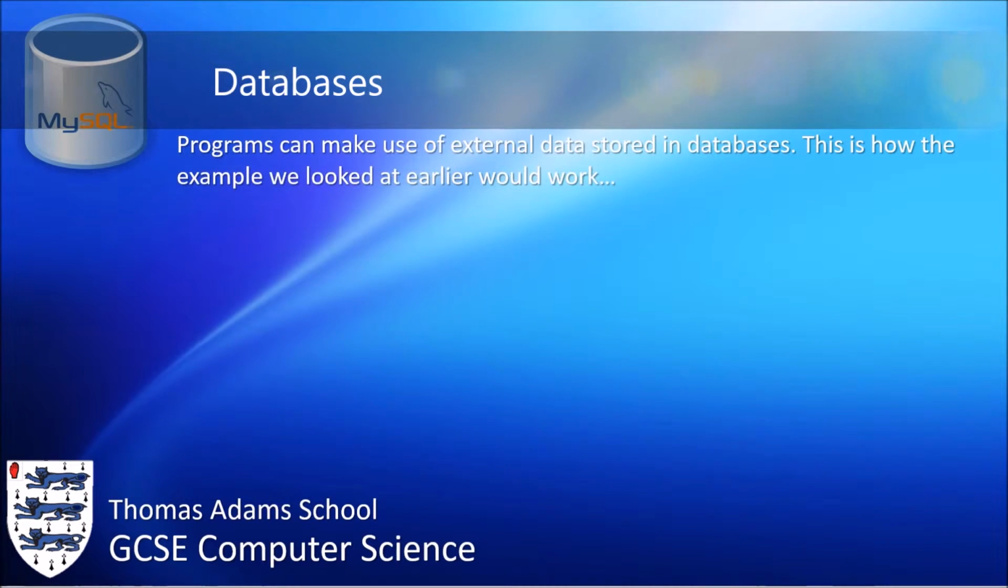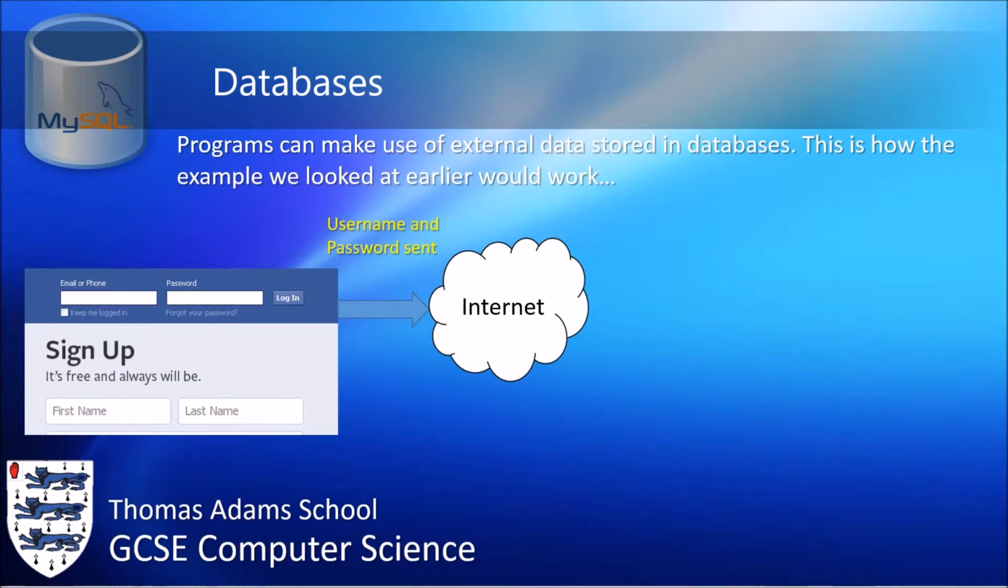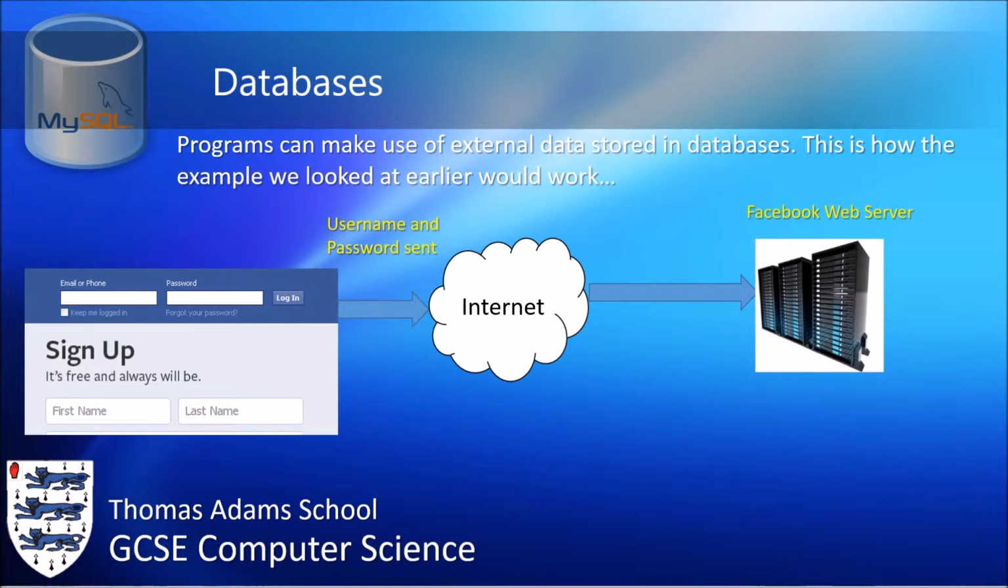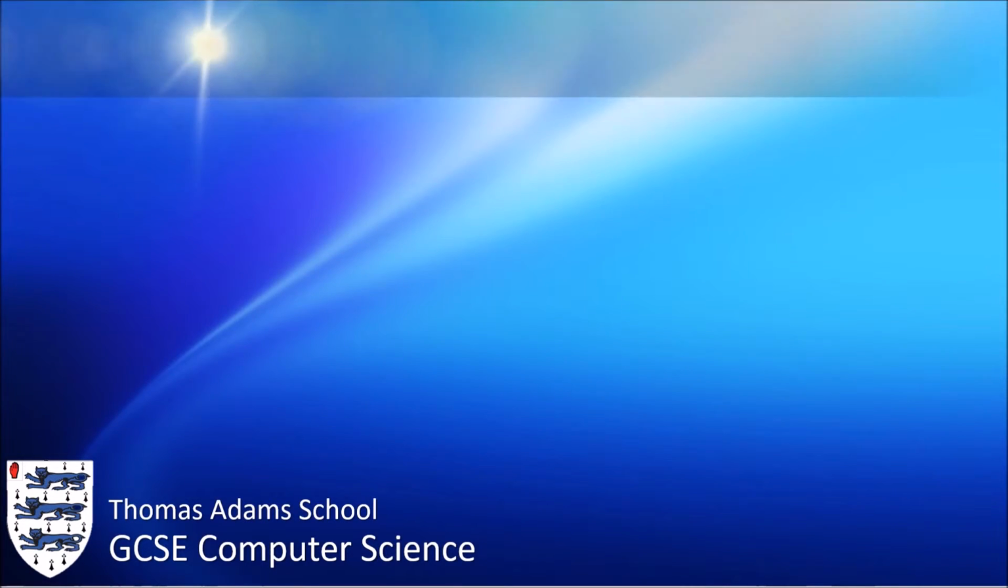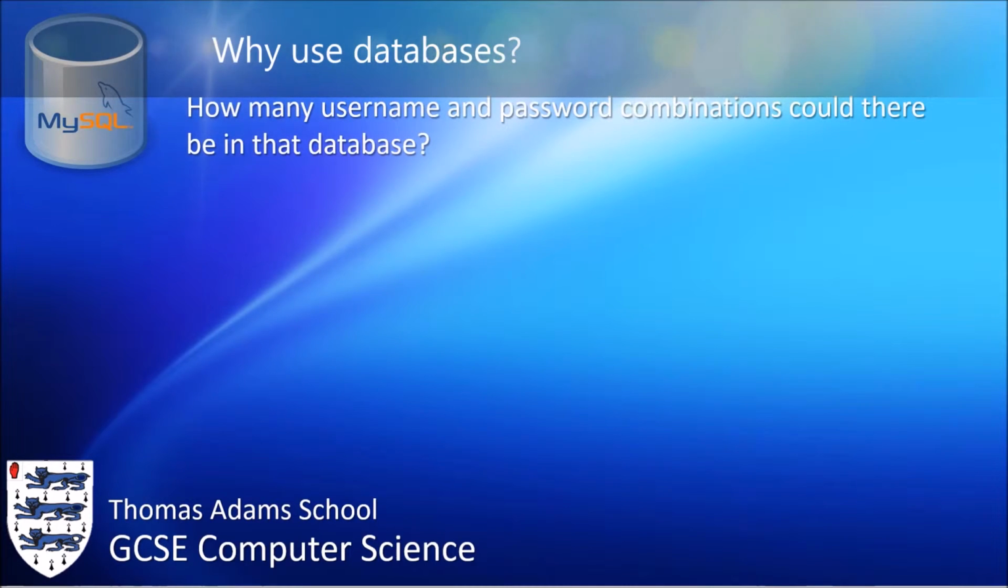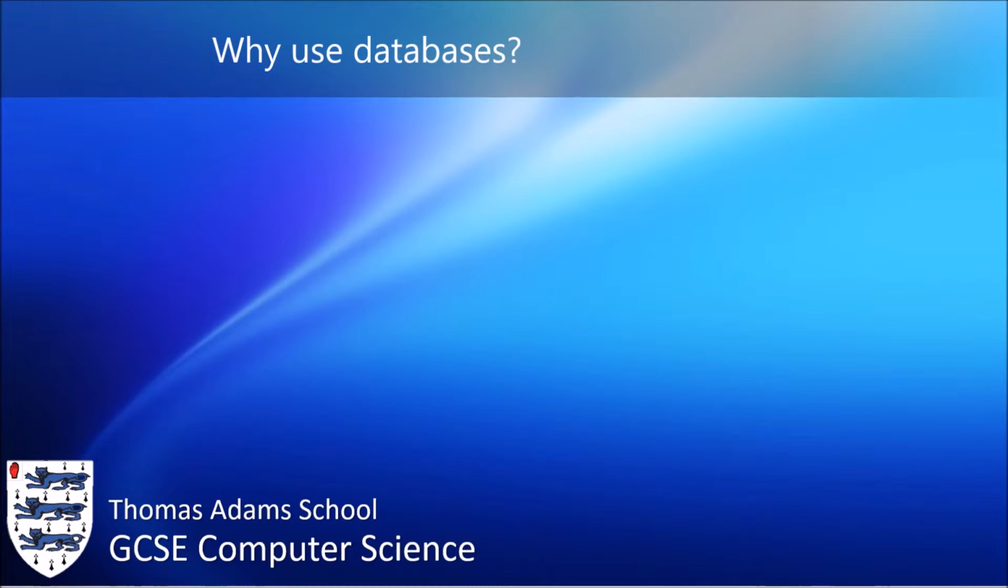The other type of external data you're familiar with is databases. A lot of websites use databases to handle external data. The Facebook example, when you log in, the login usernames and passwords are actually stored on a database. As there are about 1.5 billion usernames and passwords, that's a huge amount of data. So, larger amounts of data, it's much more efficient to store them in a database.